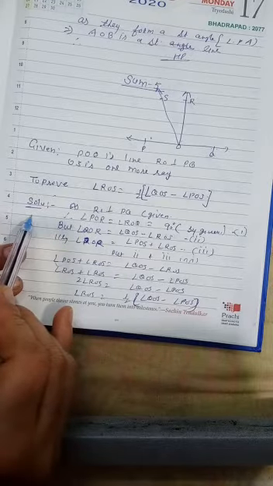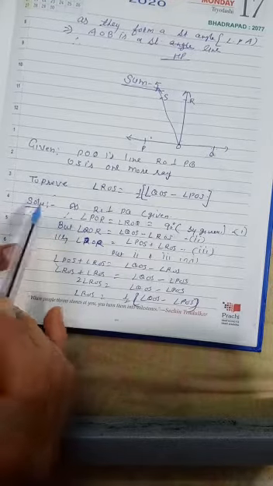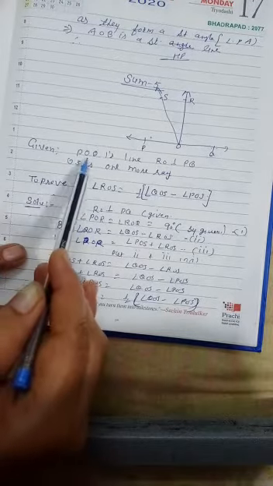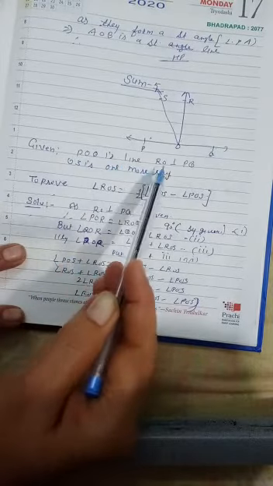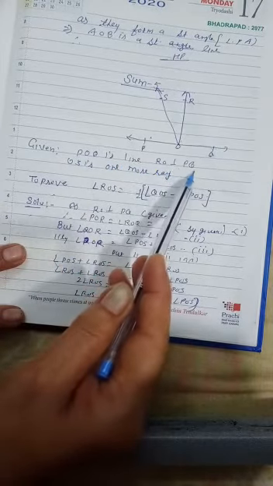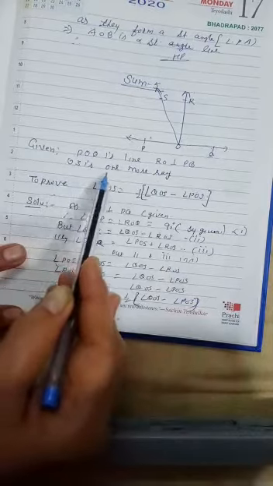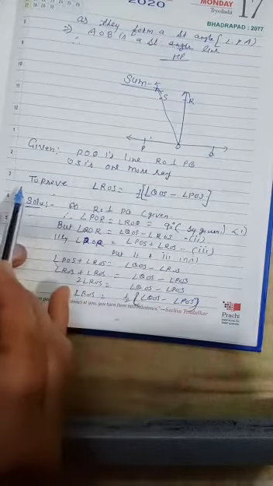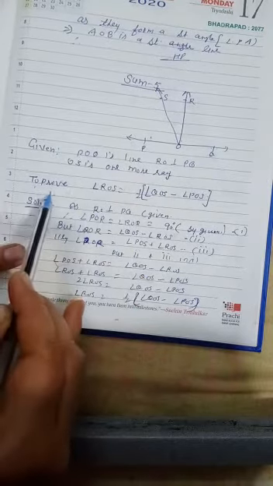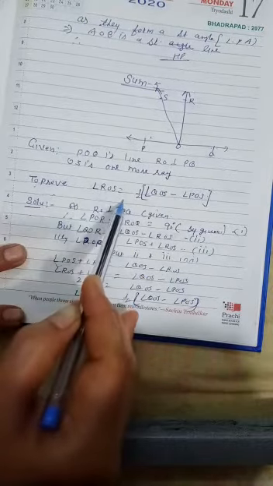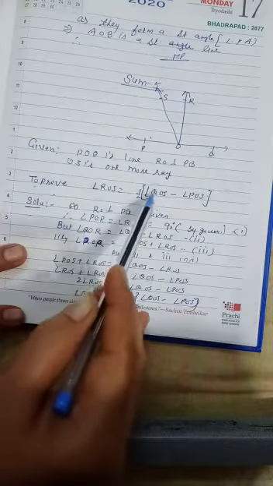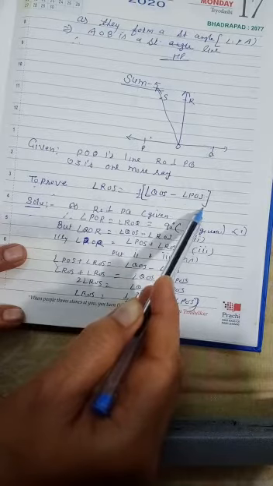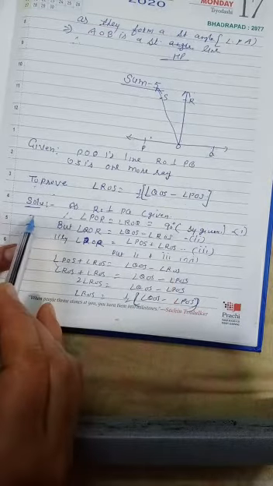After this we will do one theorem also. Now see in this question, given POQ is a line and RO is perpendicular to PQ and OS is given as one more ray. These three things are given to you. Now what you have to prove? You have to prove that angle ROS is equal to half of angle QOS minus angle POS. Clear up to this one? Now I am going to start the solution.